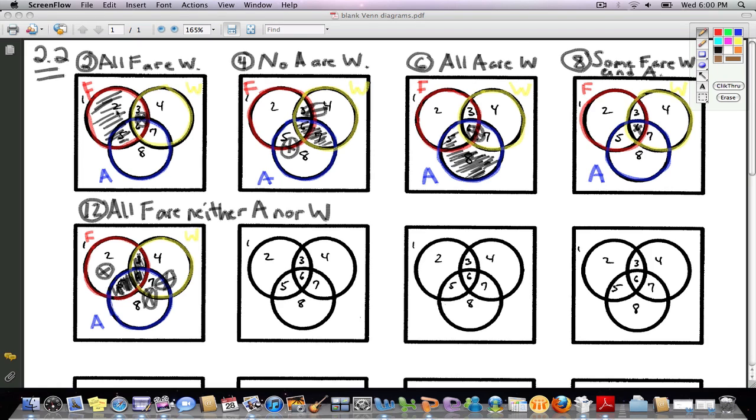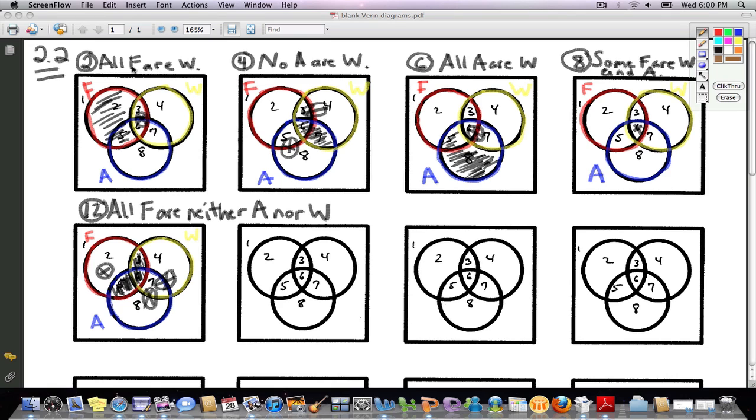The additional existence assumption is to be shown, which we put a circle around the X to show that that's only there on the Aristotelian interpretation. Now, all F are W. What we don't have are F's that are not W. That's in areas 2 and 5. So I have 2 and 5 shaded out here.